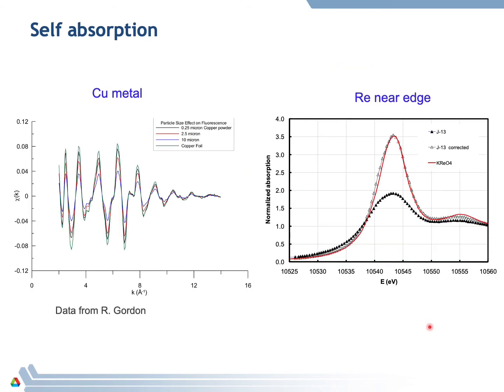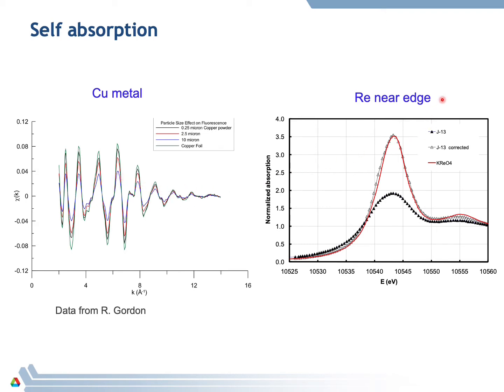So I mentioned self-absorption. This shows what happens if you try to measure a concentrated sample in fluorescence. I'll show a couple cases here. For the copper metal, this green curve is for copper foil measured in transmission. So that's the data we're trying to get at. And then a sample is made using different thickness powders, which is kind of equivalent to making thicker and thinner samples. And you can see when the powder gets fairly large, we try to do fluorescence, the signal drops off dramatically.